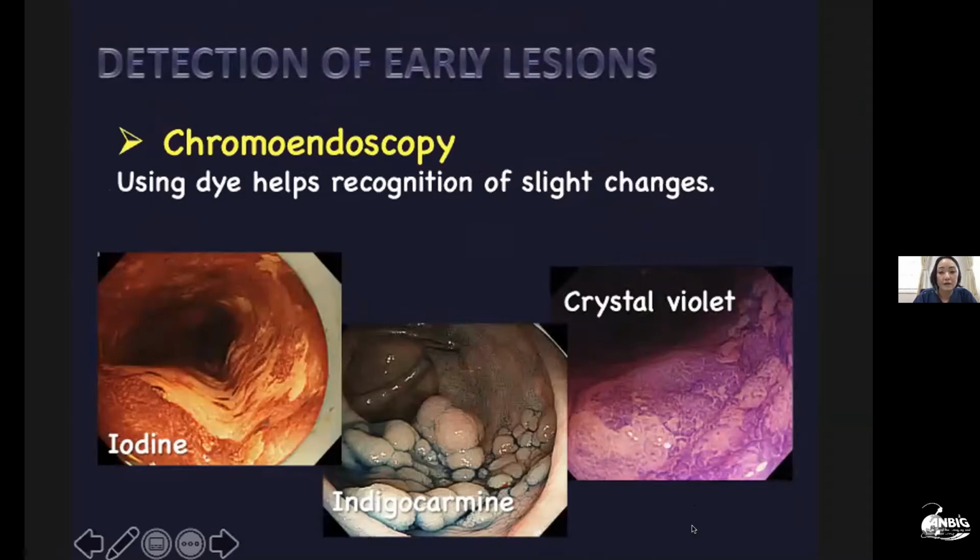For detection of early cancers, spraying dye solution is very useful. In the esophagus, iodine spray is the most reliable diagnostic tool, even more than NBI. Also, indigo carmine is useful to detect slight mucosal depression and elevation, and crystal violet mainly dyes cytoplasm, so different pathology dyes differently.